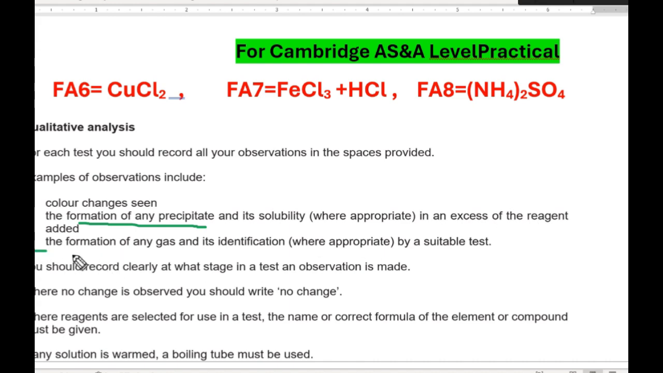Third point, very important. These 1, 2, 3 points are very important for salt analysis. The formation of any gas and its identification. If any gas is formed, what gas is formed and how to test for that gas, you must write by a suitable test.